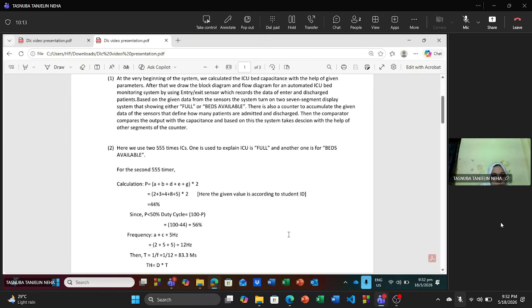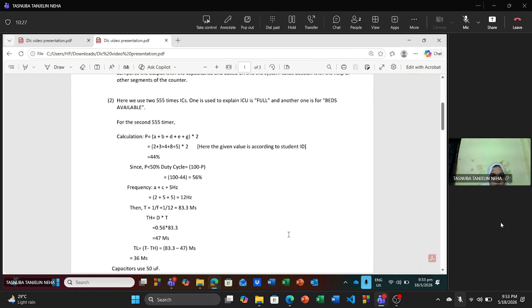Second, here we use two 555 timer ICs. One is used to indicate the ICU is full and the other one is for beds available. For the second 555 timer, here is the calculation.